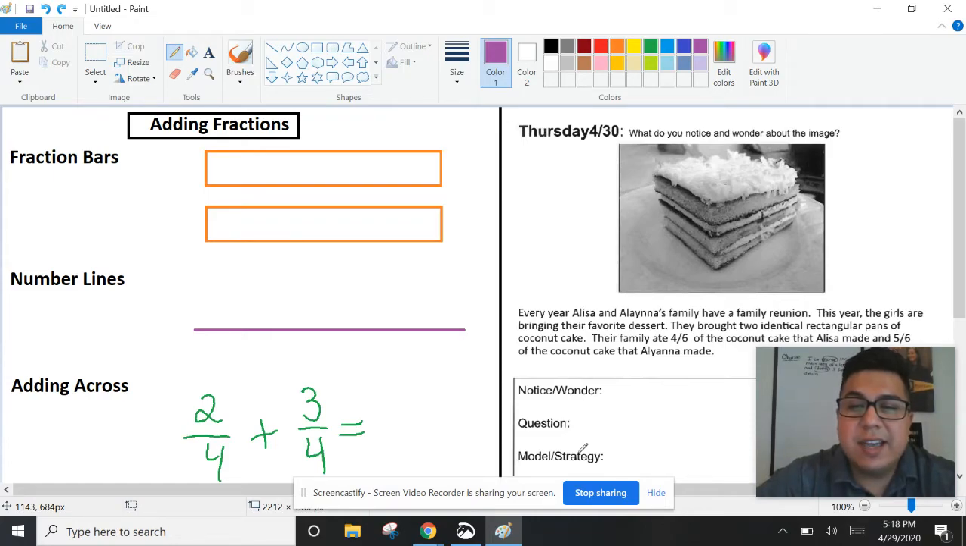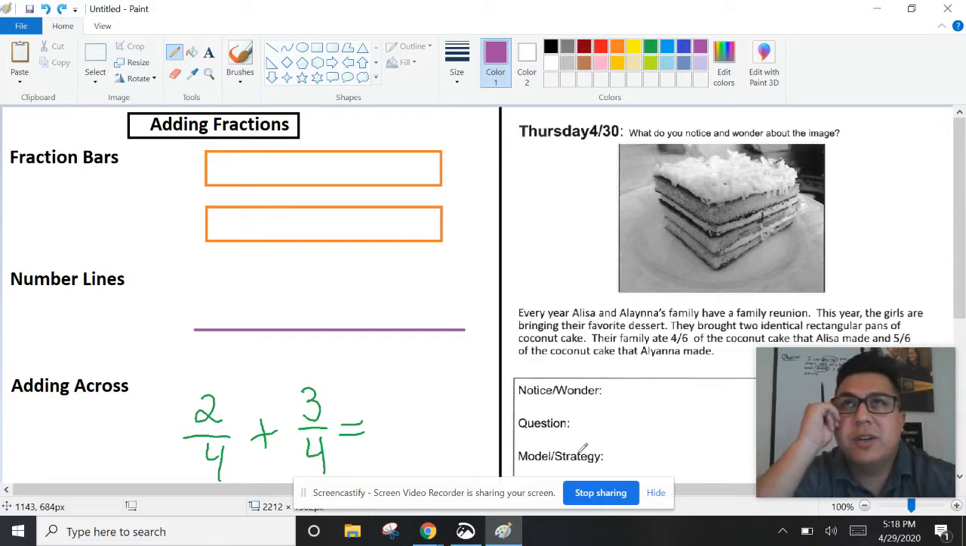Every year, Alyssa and Alana's family have a family reunion. This year, the girls are bringing their favorite dessert. They brought two identical rectangular pans of coconut. Identical means like the same. So you can think of like identical twins because they're like the same, right? Their family ate 4/6 of the coconut cake that Alyssa made and 5/6 of the coconut cake that Alana made.